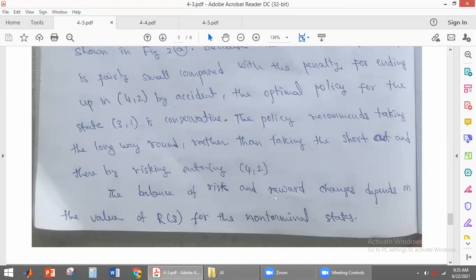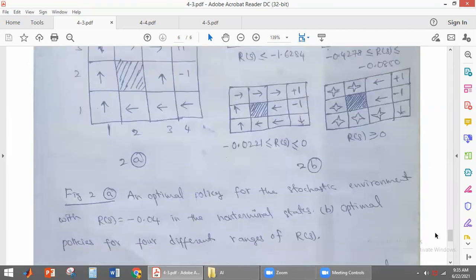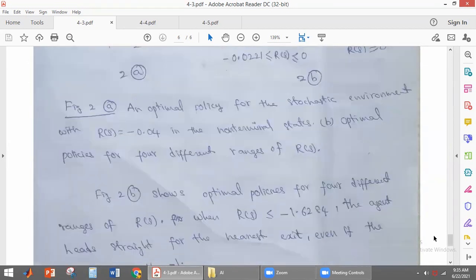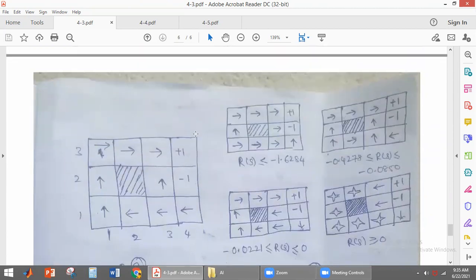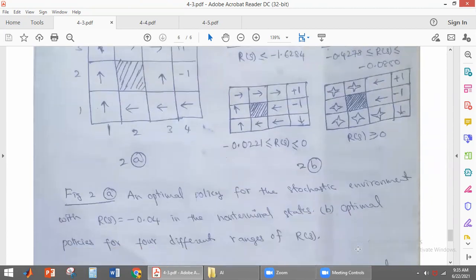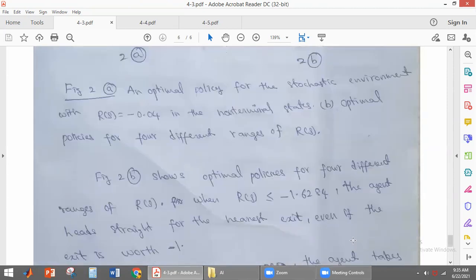Okay, what is the value of R(s)? Depending on that only, the risk and reward changes will be balanced. Okay. So here, if you just observe, what is the reward? Depending on the reward, we will be having different optimal policies. Okay. So figure B shows the optimal policy for 4 different ranges of rewards.